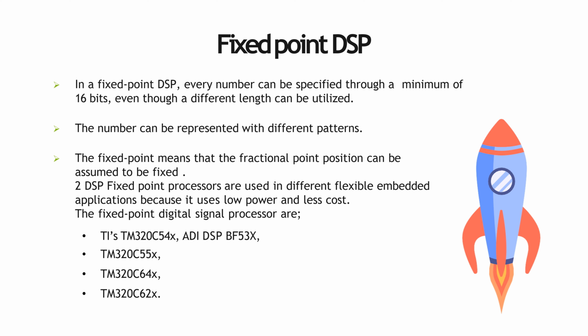Basically, we can say that the numbers can be represented with different patterns. Unsigned integers can store the positive values, signed integers can store the negative values, the unsigned fraction can store the levels between 0 to 1 which are equally spaced, and the signed fractions can store the values which are spread uniformly between -1 to 1. So fixed point means the fractional point position can be assumed to be fixed. So here are some examples of digital signal processors which use the fixed point algorithm.